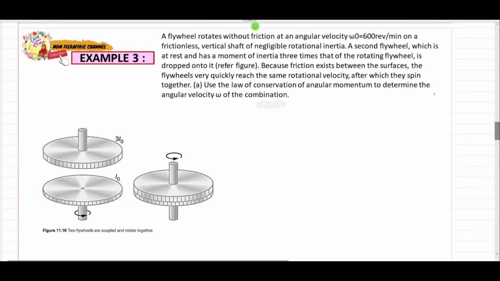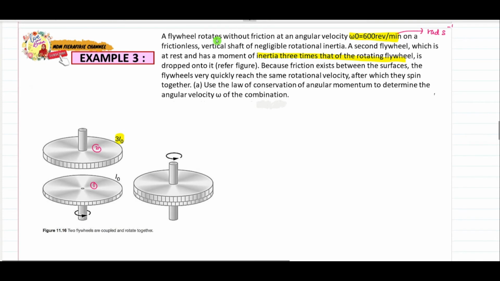Okay guys, example number 3. Here we have a flywheel that rotates without friction at an angular velocity of 600 revolutions per minute. Remember to change the unit into radian per second first. So this is the first flywheel and this is the second flywheel. A second flywheel which is at rest has a moment of inertia 3 times, which is 3 I naught, 3 times that of the rotating flywheel.